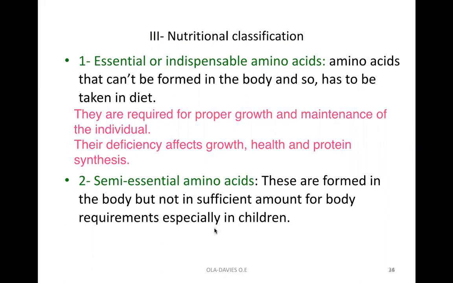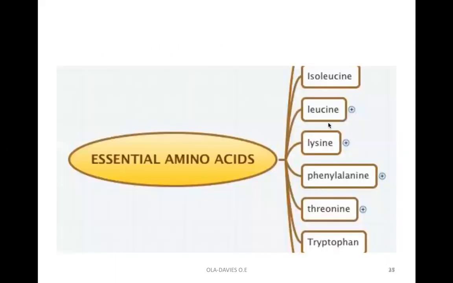So the second group is the semi-essential amino acid. And these are formed in the body, but not in sufficient amount for body requirements, especially in children. They are formed in the body, but not sufficient. So it is not that the body does not form these, but they are not formed in sufficient amounts in the body, especially in children. Here are examples of essential amino acid: isoleucine, leucine, lysine, phenylalanine, choline, tryptophan. All these are examples of essential amino acid.